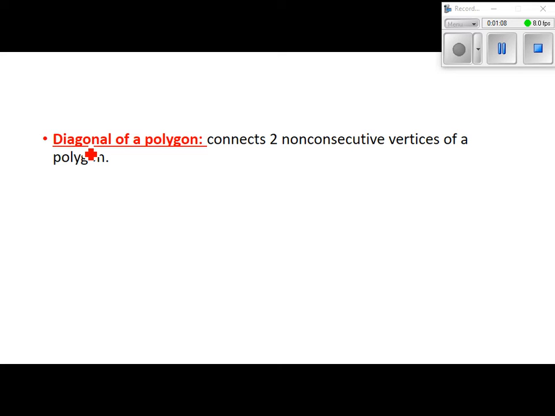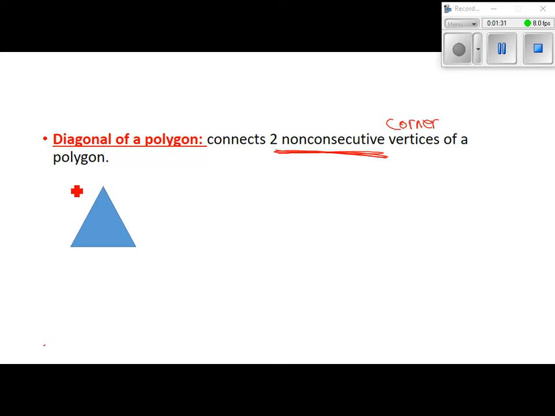Diagonal of a polygon: a diagonal connects two non-consecutive vertices. Remember, a vertex is just a corner of the polygon. Non-consecutive means they can't be right next to each other. They can't be neighbors. They can't go in order. They have to be non-consecutive, because if they're consecutive, then they're already connected by a side of the polygon.